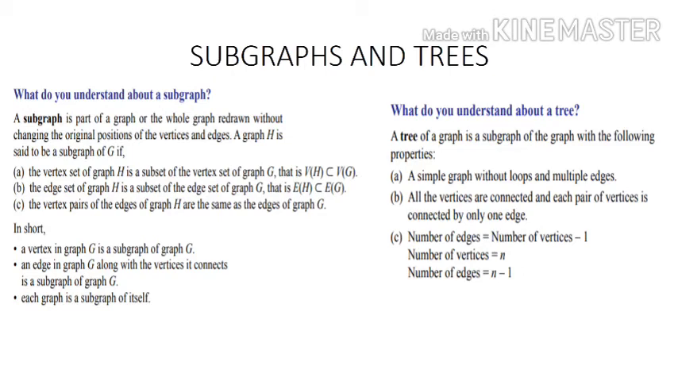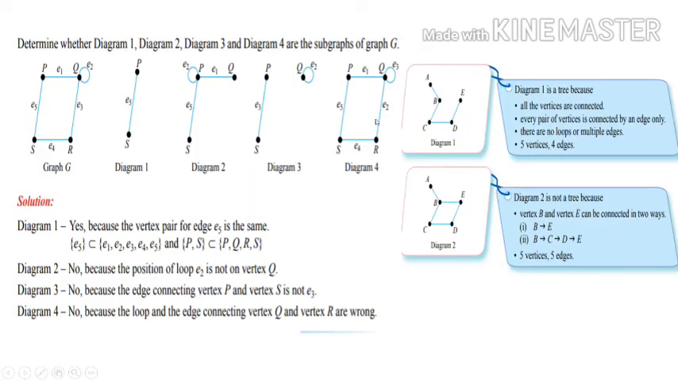And a tree of a graph is a subgraph of the graph with the following properties. A, a simple graph without loops and multiple edges. B, all the vertices are connected and each pair of vertices is connected by only one edge. And C, the number of edges equals the number of vertices minus 1. Number of vertices equals n, number of edges equals n minus 1.